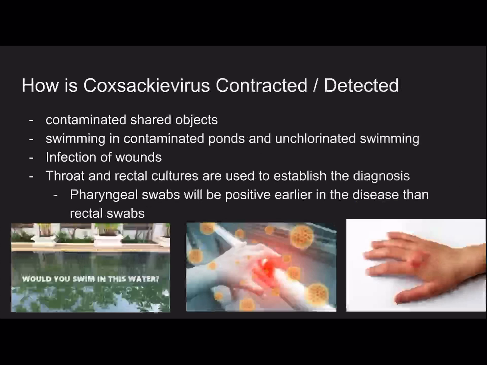And also, if someone were to have an open wound, you can contract the Coxsackievirus from an infection of that wound. And then it's detected through throat and rectal cultures, which are used to establish the diagnosis. And then pharyngeal swabs will be positive earlier in the disease than rectal swabs are. And a pharyngeal swab is a swab that goes by the pharynx, so in the back of the throat.